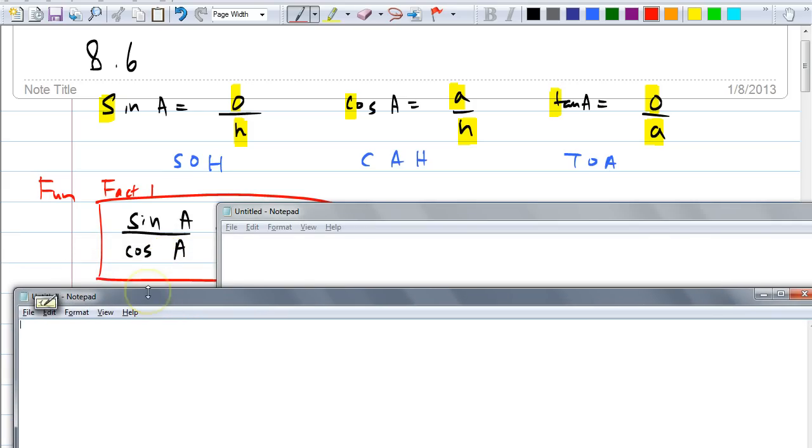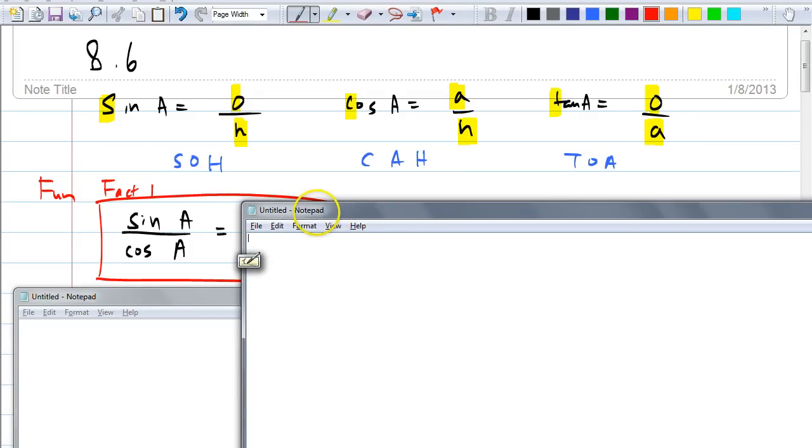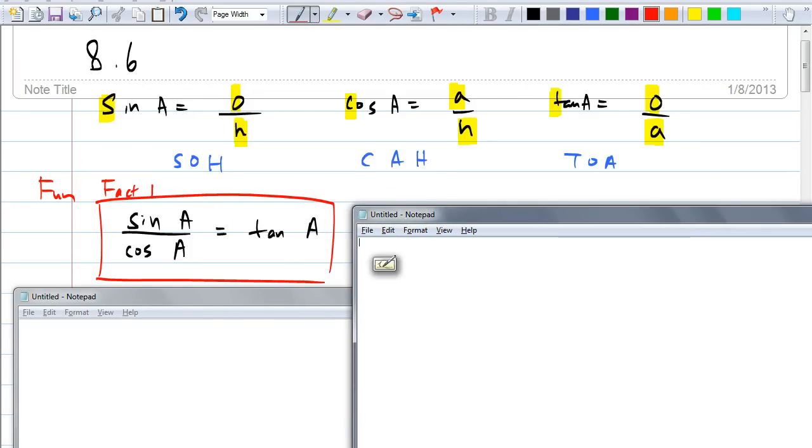Fun fact 1: if you divide sine of an angle over cosine of an angle, so if you have sine of A over cosine of A, this equals tangent of A. You're right. Yeah. Why? Very good. So I'm going to show you why. This is fun fact 1.